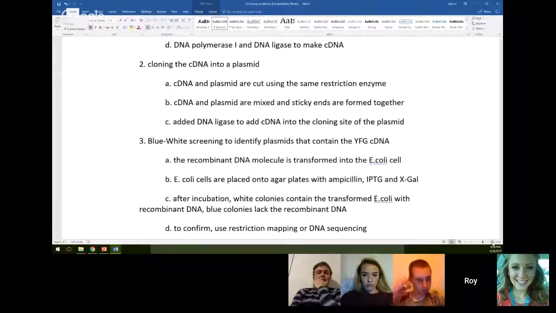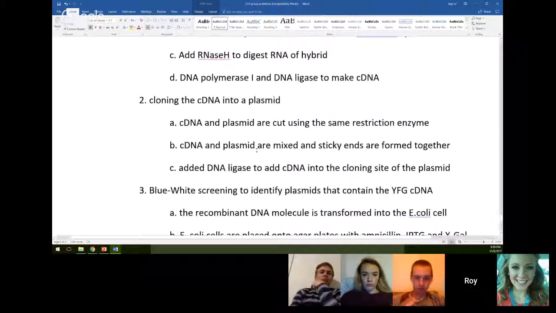A, for that one, the restriction enzymes from before cut out the cDNA in the plasmid. And B, at the sticky ends of each of those, hydrogen bonds are formed by putting the cDNA into the plasmid with the help of an added DNA ligase. And 3, blue and white screening to identify plasmids that contain the YFG, your favorite gene cDNA.